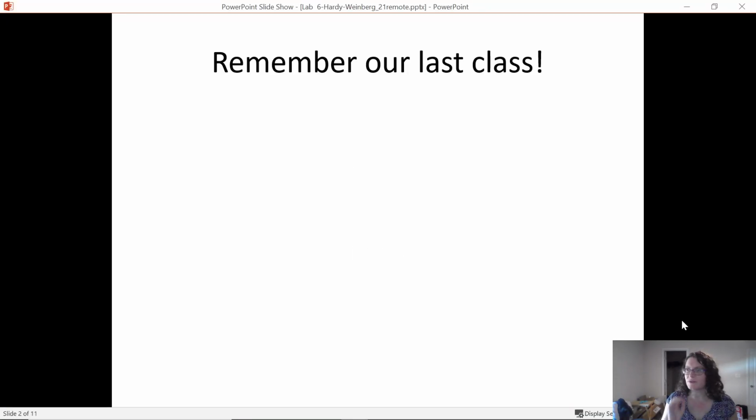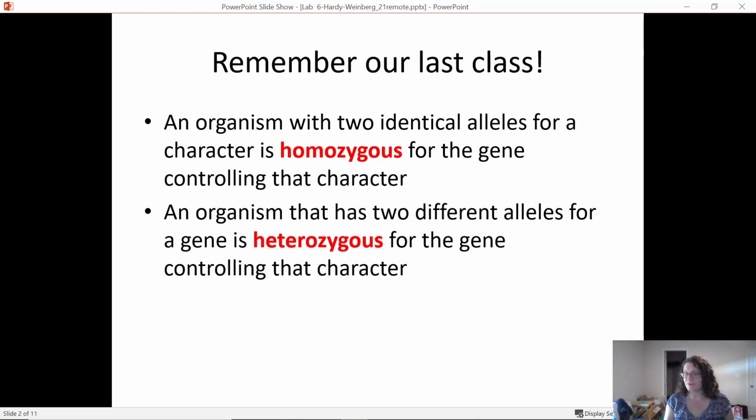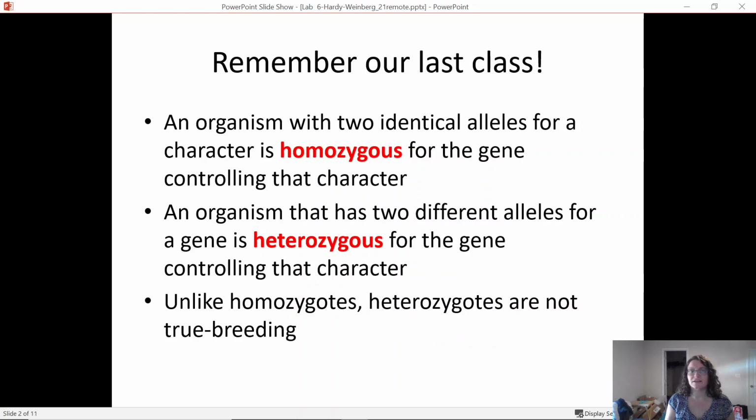Something we have to know when we're talking about Hardy-Weinberg equilibrium, we talked about this last class. This Hardy-Weinberg is going to be on your exam, okay? An organism with two identical alleles for a character, it's homozygous for the gene controlling that character. Reasonable, right? An organism with two different alleles, it's heterozygous, and unlike homozygotes, heterozygotes are not true breeding. This is going to matter for the simulation that we are doing in lab, okay?